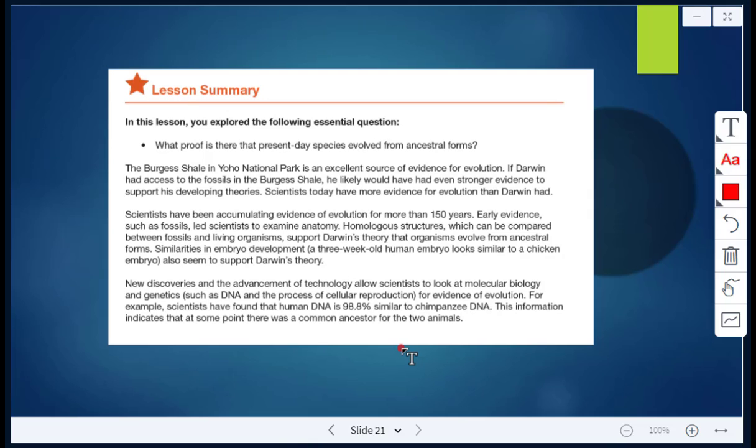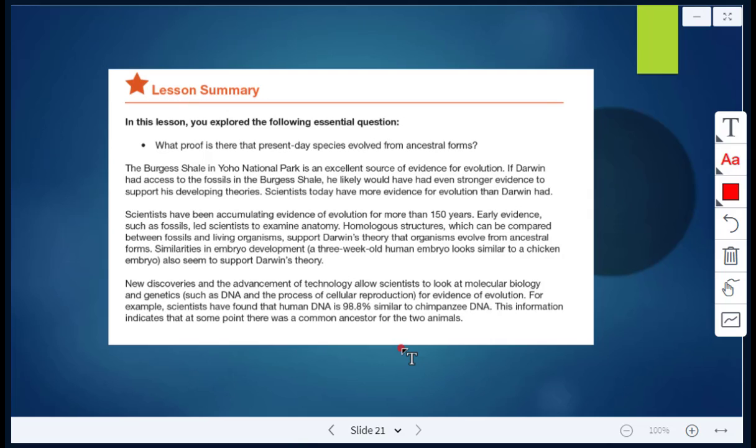Scientists have been accumulating evidence for evolution for more than 150 years. Early evidence, like fossils, led scientists to examine anatomy, so homologous structures, which can be compared between fossils and living organisms. They support Darwin's theory that organisms evolve from ancestral forms. Next, we look at embryo development and similarities in embryo development. For example, a 3-week-old human embryo looks very similar to a chicken embryo, which also seems to support Darwin's theory.